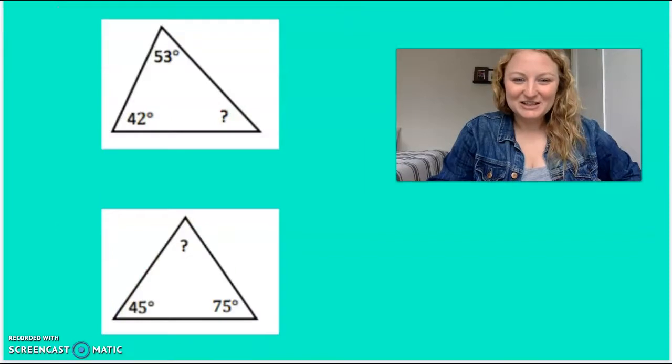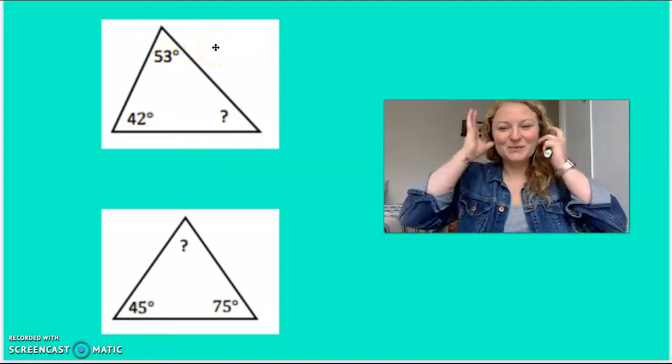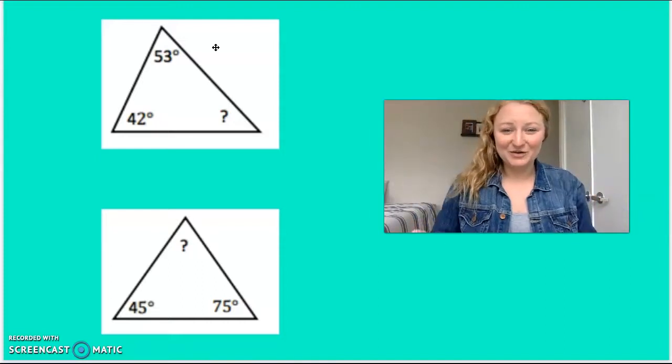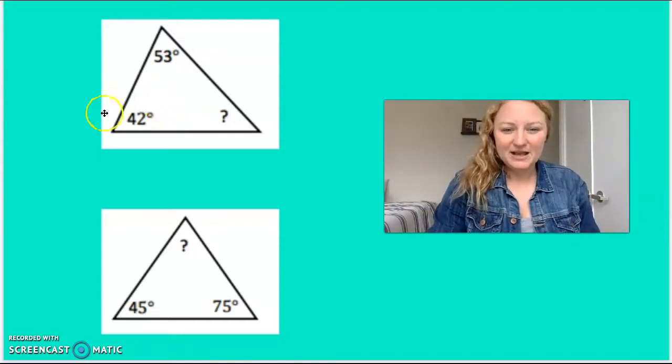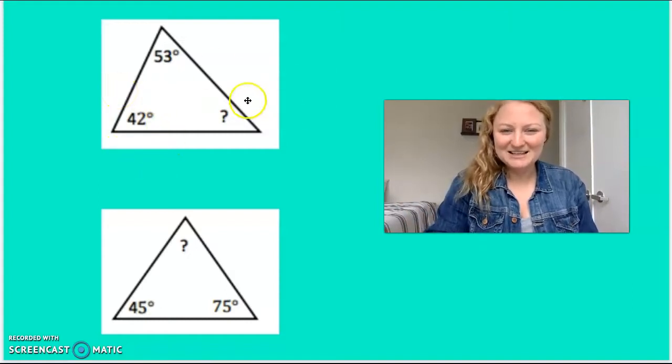So let's take a look at these 2 triangles here. This triangle up top, this angle measures 53 degrees, so we know based on our work from last week that that is an acute angle. This angle here measures 42 degrees. It's also an acute angle, and it's asking us what this angle is equal to.